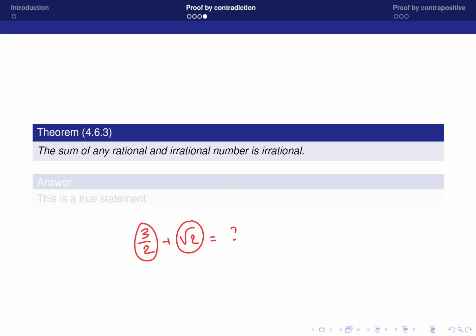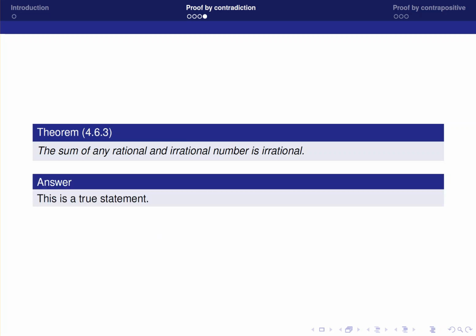Now, I don't know what the answer is going to be here. I mean, we have to do common denominators and so on, but we know that the solution is going to be irrational according to this theorem. And this is a true statement, actually. So how do we prove this statement? Let's take a look at that next.